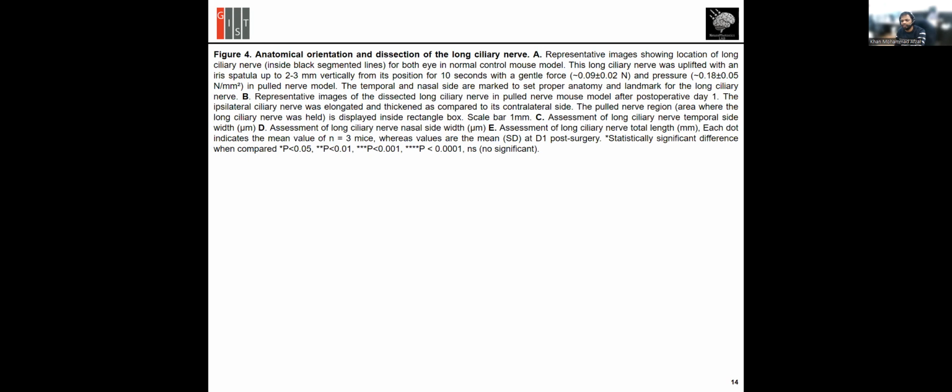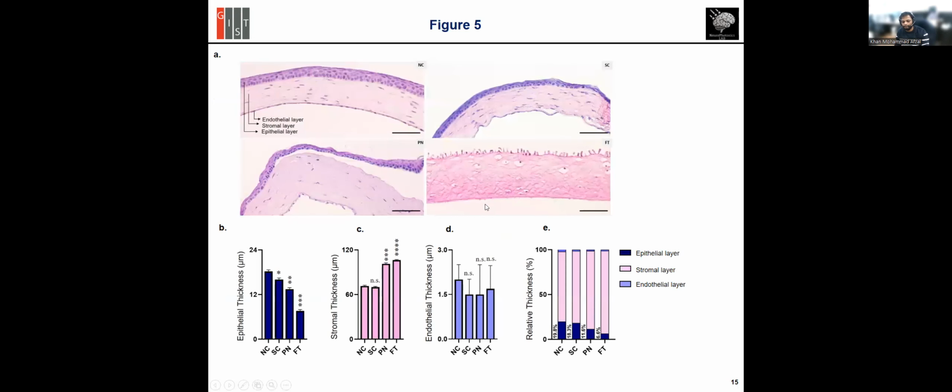These are the figure legends for figure 4. And for figure 5, we plan to check the downward pathway and upward pathway. For the downward pathway, since the insertion of the ciliary nerve is the cornea, we plan to check the corneal layers through H&E staining to see what happens after our pull model.